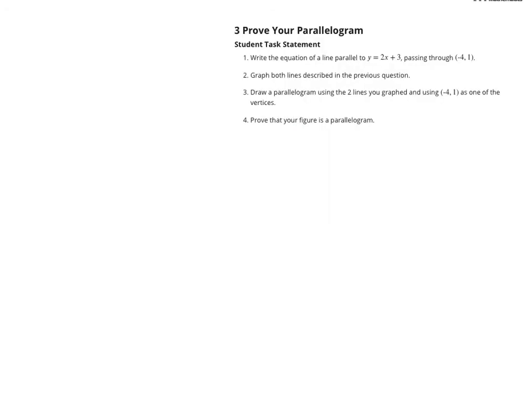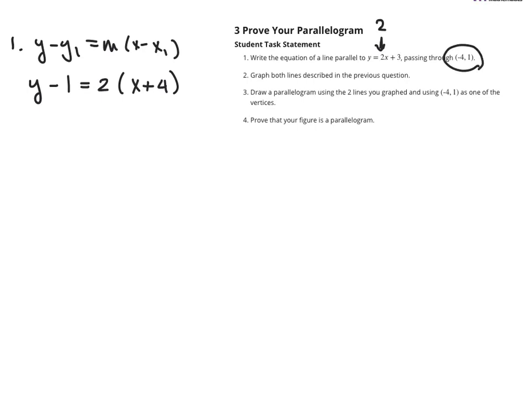All right, number 3, prove your parallelogram. Our question here: write the equation of a line parallel to y equals 2x plus 3 passing through point (-4, 1). So that's number 1. We learned y minus y1 equals m times (x minus x1) in the last lesson. Here, I know the slope is 2, so my equation can be y minus 1 equals 2 times (x plus 4).